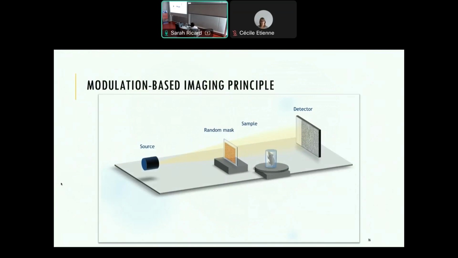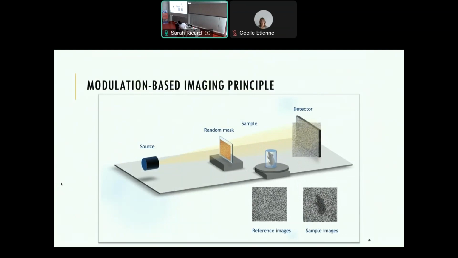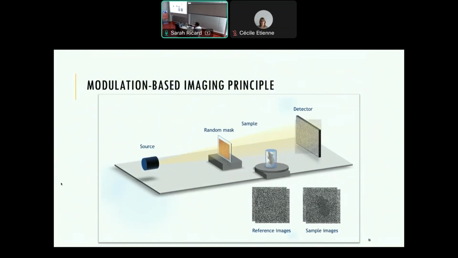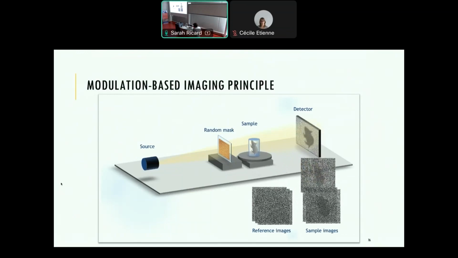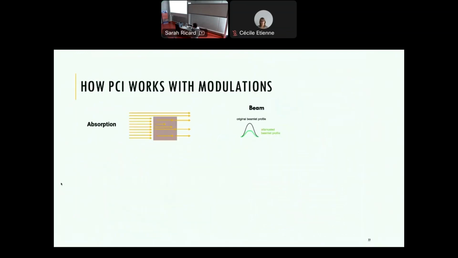So the idea is this one. We take a membrane that creates a pattern. Then we put the sample in the beam without moving the mask, and we collect an image. This procedure can be repeated for multiple different image acquisitions. And how it works is this way.